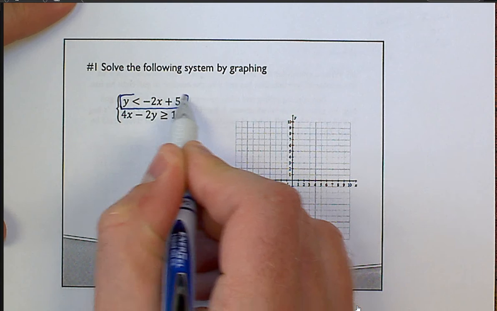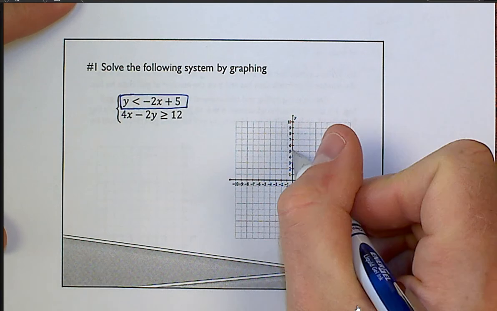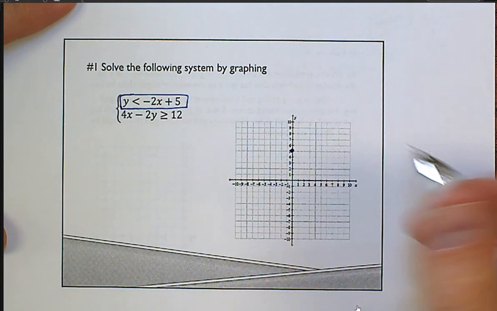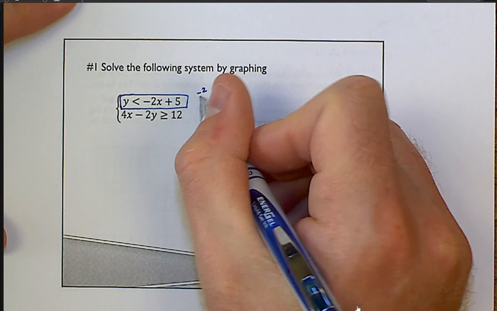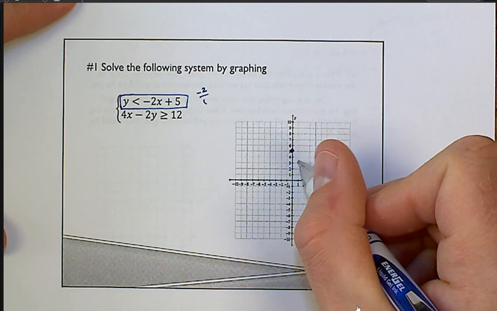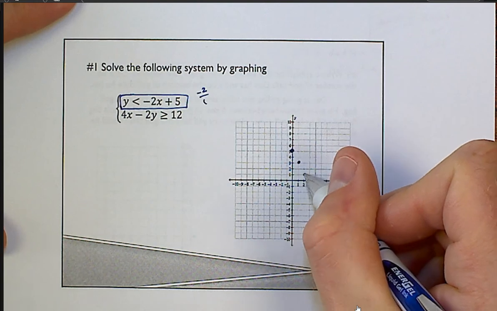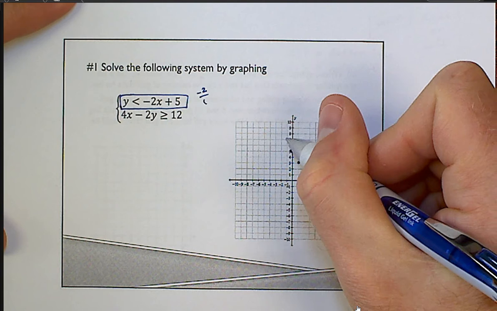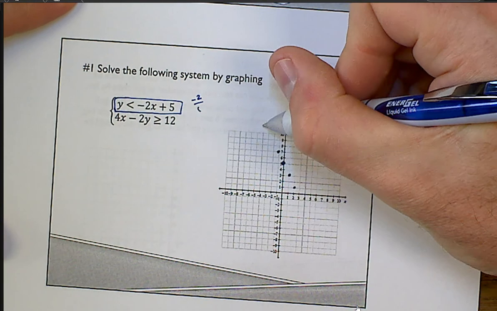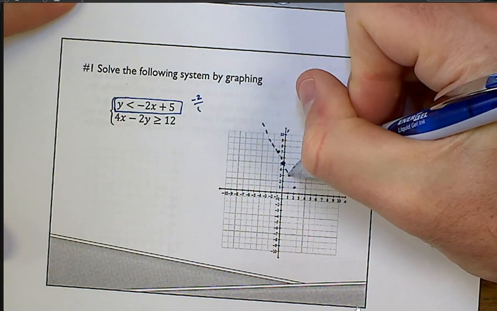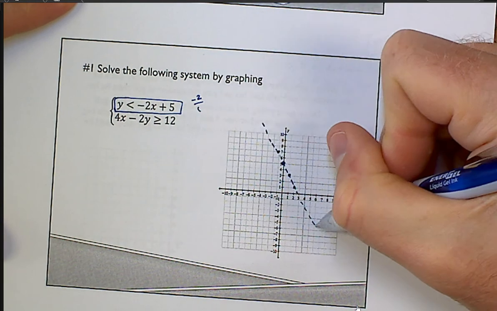Y is less than negative 2x plus 5. So we're going to graph that. Your y-intercept is at 5, and our slope is negative 2, so that really means negative 2 over 1. So down 2 and to the right 1, down 2 and to the right 1, up 2 and to the left 1 there. And when I graph this line, you'll notice something different than maybe a normal line. You'll notice that it's dotted.